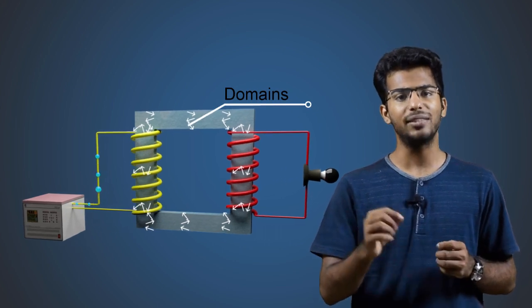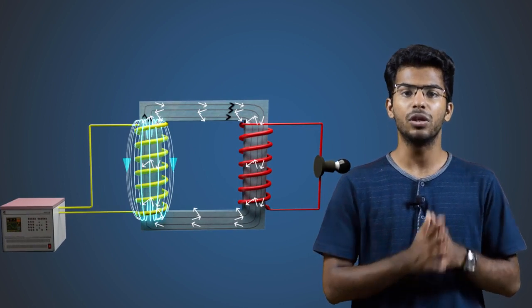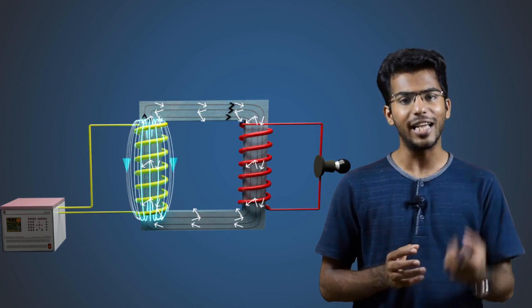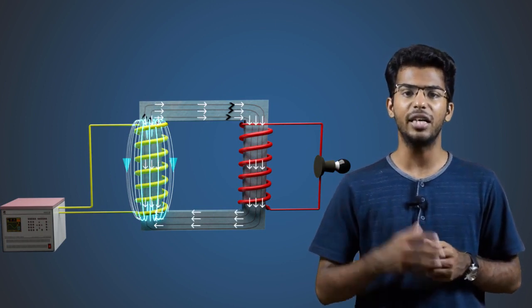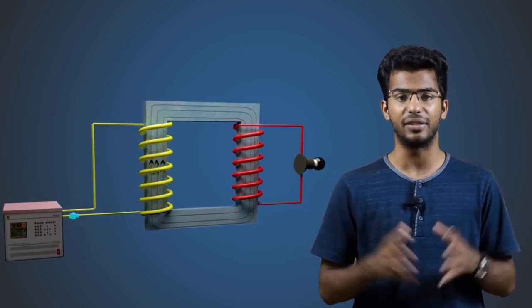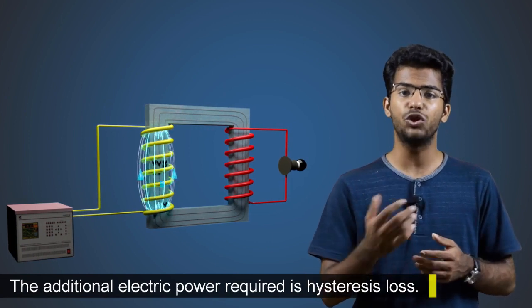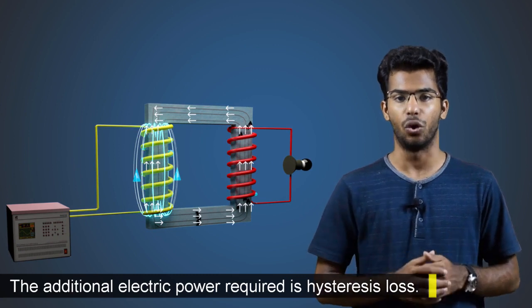So, when we pass an electric current through the primary coil, the coil produces the magnetic field. Because of this, the domains align themselves in a particular direction. As we have an alternating magnetic field, the domains will change their alignment every half a cycle. The additional electric power required to reverse these domains every half a cycle is known as hysteresis loss.